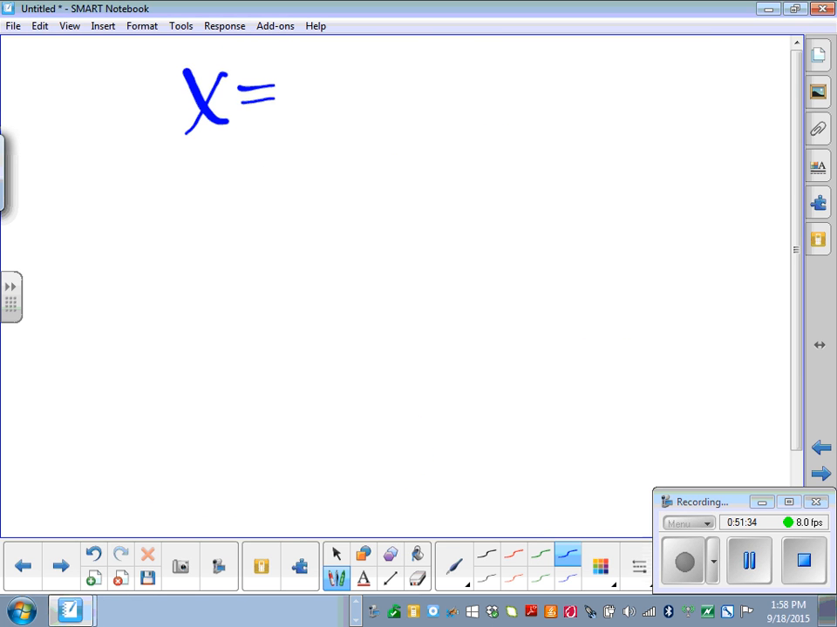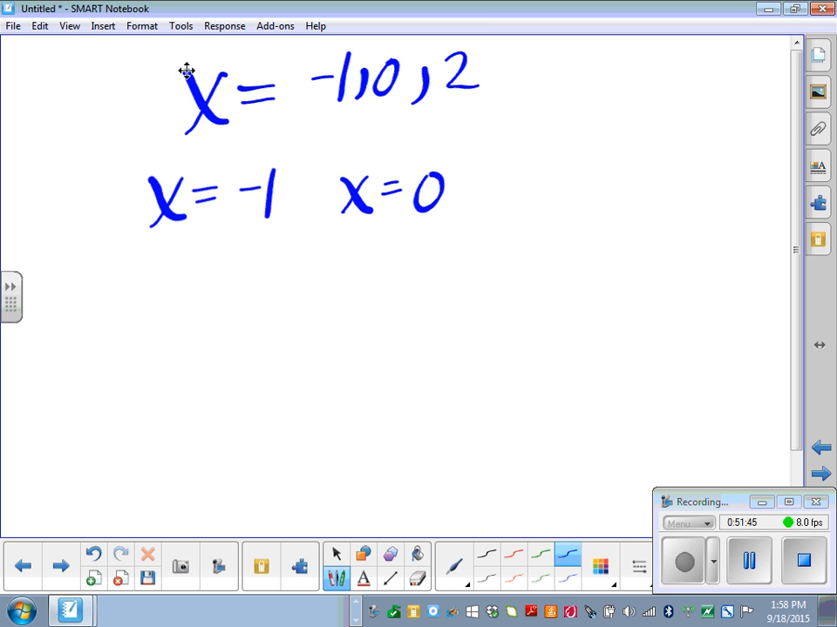Now, it might give it to you like this. If x is equal to negative 1, 0, and 2 in problem 10, this is what it looks like. Split it up. We know that means x is equal to negative 1, x is equal to 0, and x is equal to 2. And then we're going to work backwards to get our polynomial.